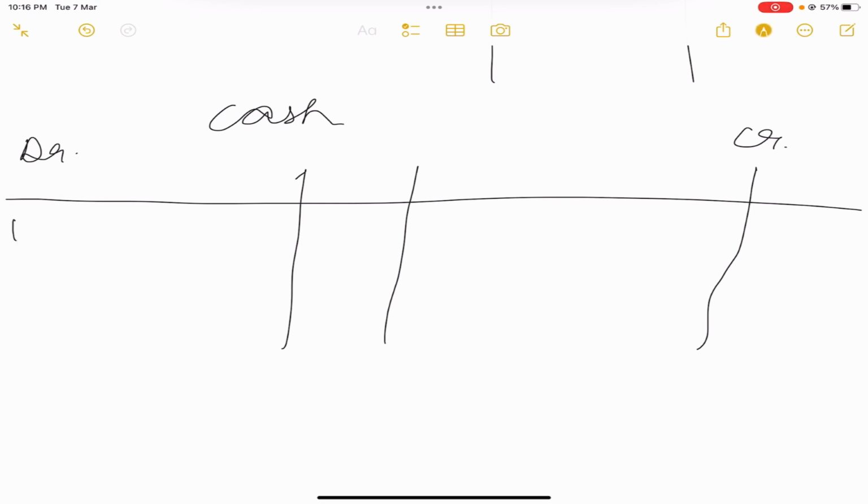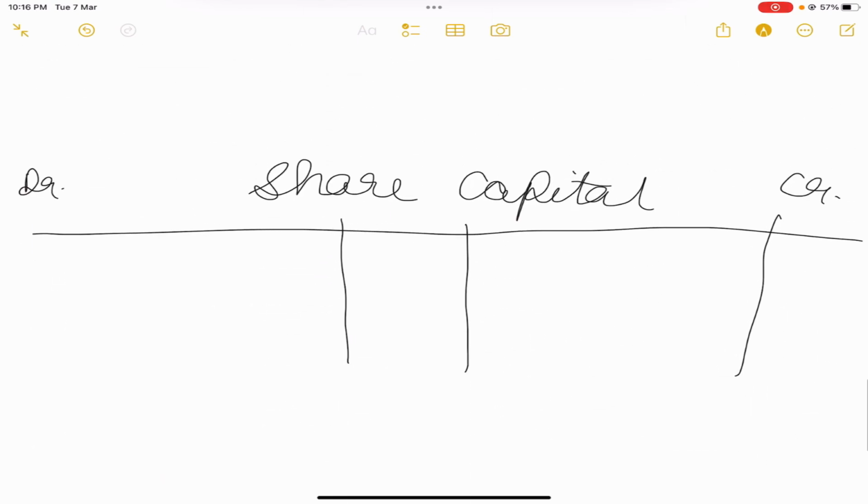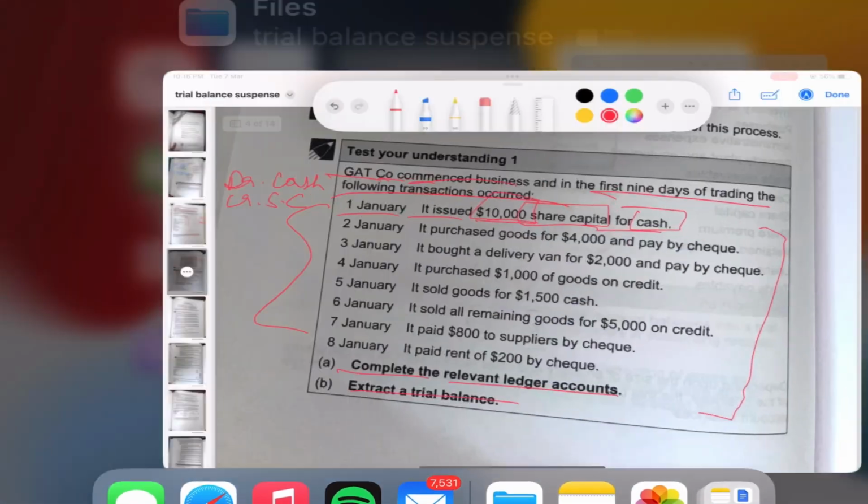1st Jan. Debit cash, credit share capital. I'm writing in shortcut, I hope you're able to understand. And in share capital, I have cash 10,000 again. All right, let's go to the next part.